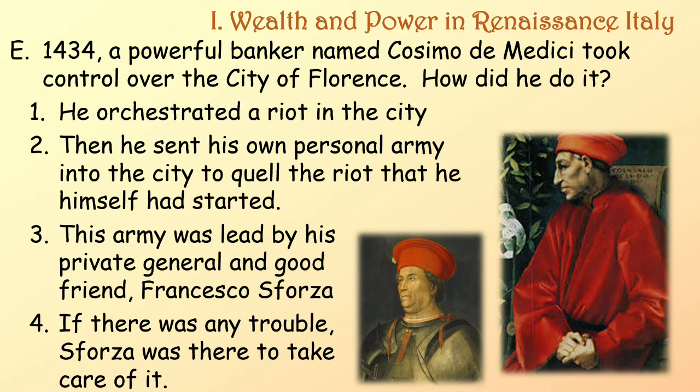And in 1434, a powerful banker named Cosimo de' Medici took control over the city of Florence. How did he do it? Interesting. It's almost kind of like malware, these malware people that infect your computer and then make you pay for them to fix it. It's like that. He orchestrated a riot in the city. And then he sent his own personal army into the city to quell the riot that he himself had started. And this army was led by his private general and good friend, Francesco Sforza. If there was any trouble, Sforza was there to take care of it.